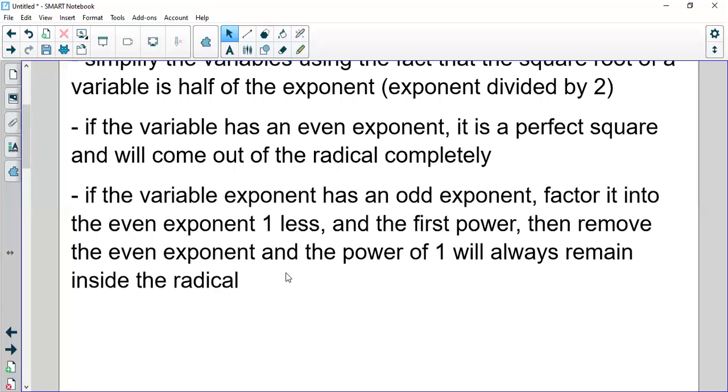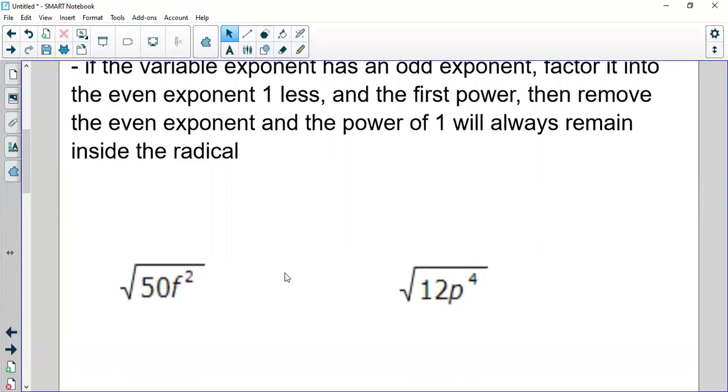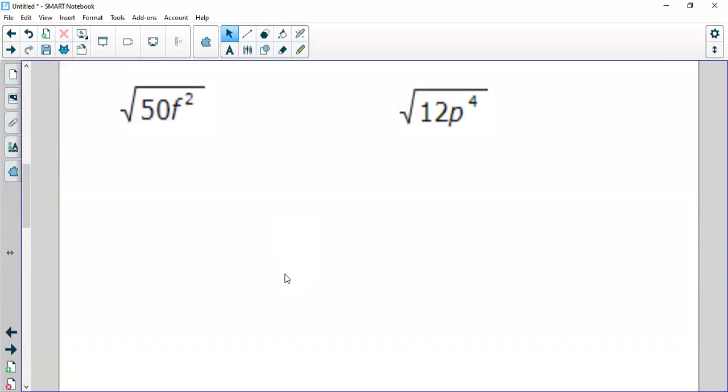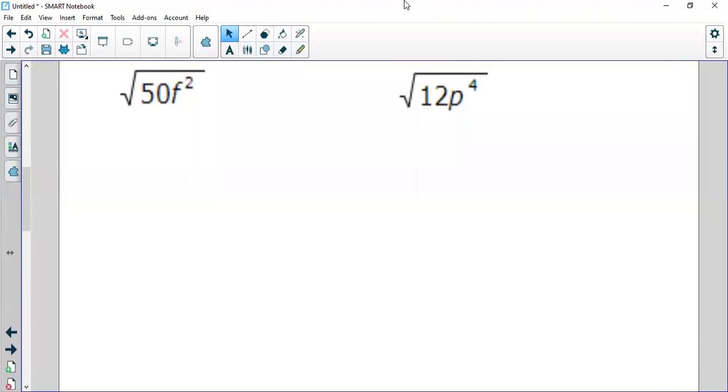So I have a couple of examples for you. It's really not that bad. If you understood yesterday, today is probably going to be even easier. So let's take a look at this. Square root of 50f squared.